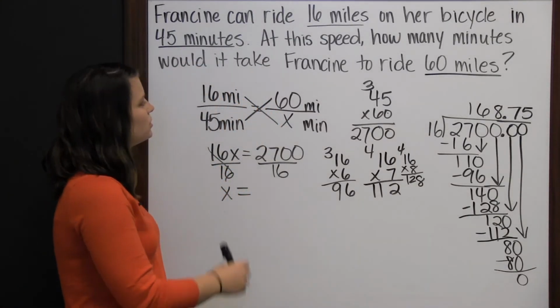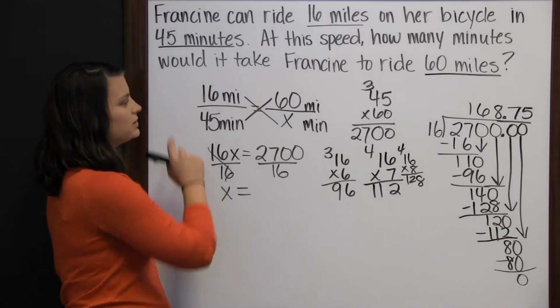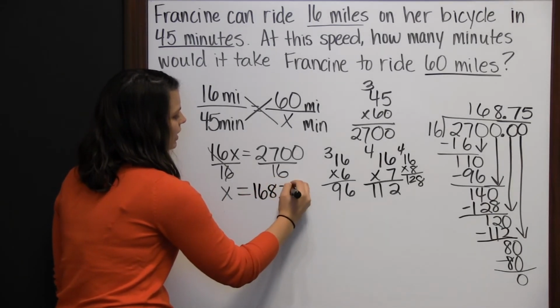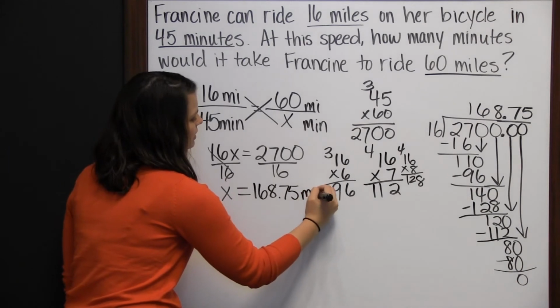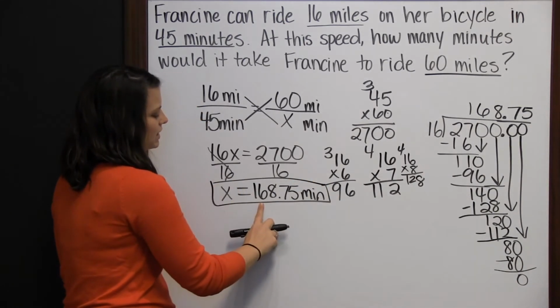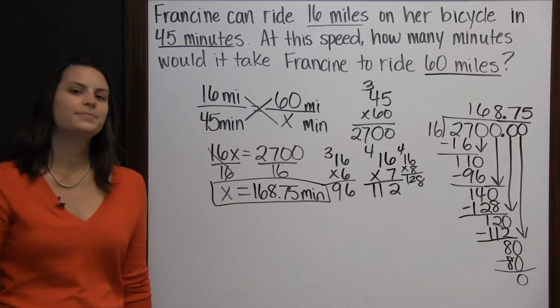So that means if it took her 45 minutes to go 16 miles, it should take her 168 and 75 hundredths minutes to go 60 miles. And this is the answer you would grid in.